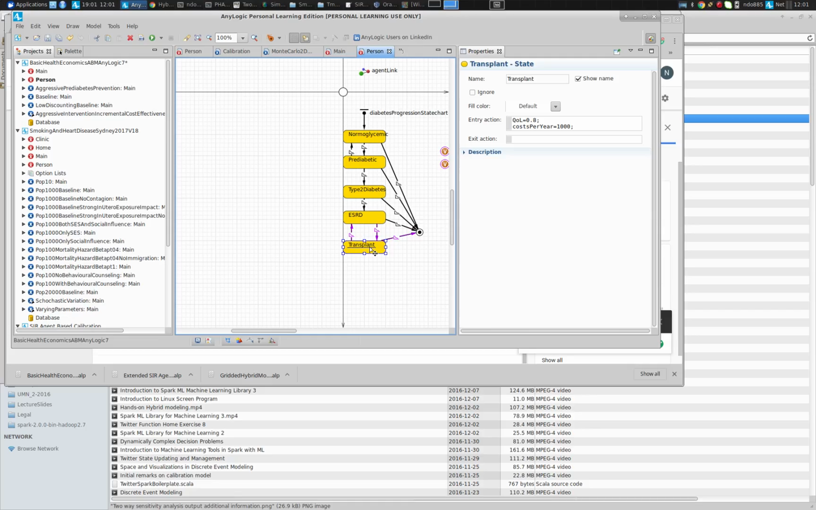Does it factor in a one-off cost for the transplant? Well, we'll get to that in just a minute. Okay. I might as well get to it now. That's fine.